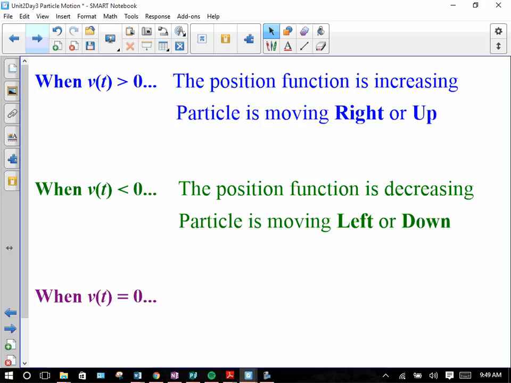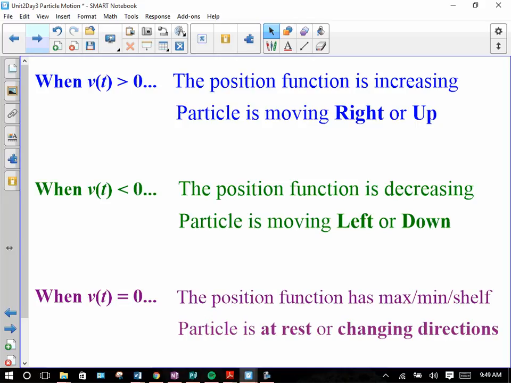And when the velocity is equal to 0, the position function has a maximum, minimum, or shelf. What that means is that the particle is at rest, and it may or may not be changing direction. So when the velocity is equal to 0, that tells us the particle is at rest, and it also lets us know that at this point the particle may or may not be changing direction.